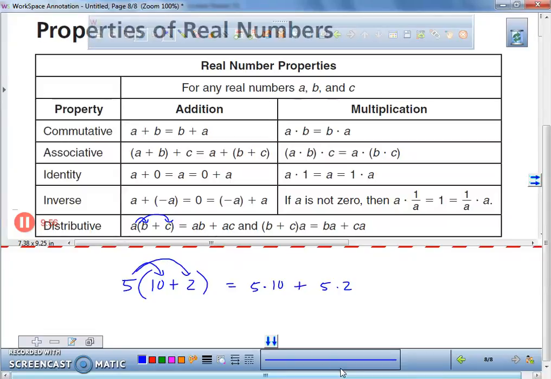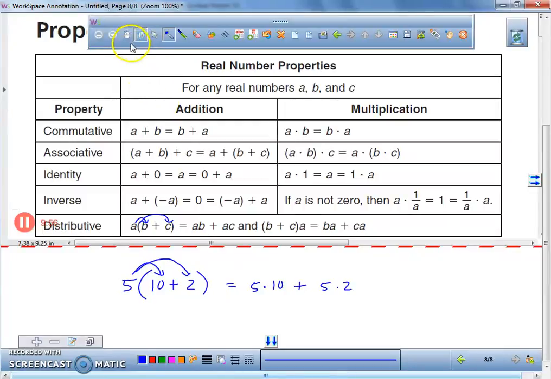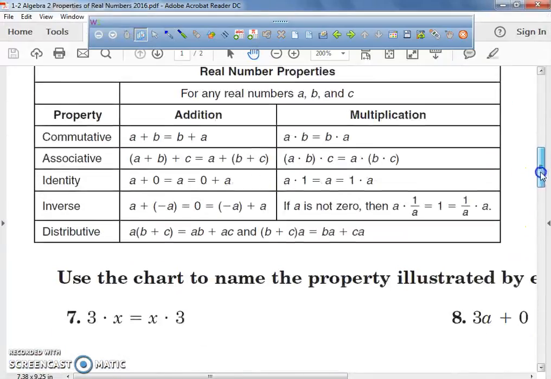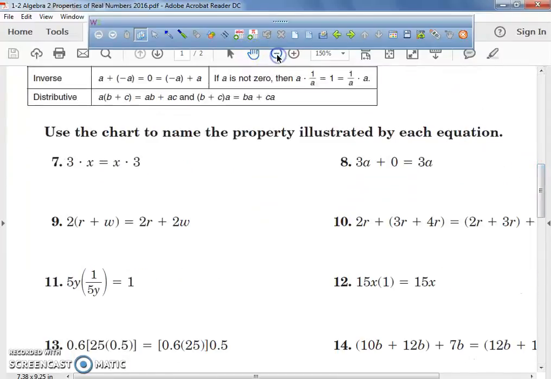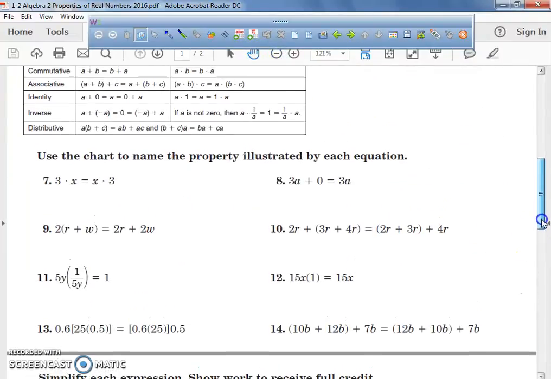What I would like you all to do, independently now, is look at your problems. Okay, so I'll scroll down here. All these problems, let me zoom out. You're going to look at all these problems. You're going to use the chart. You're going to name the property illustrated by each equation. All right, and make sure you feel like you can argue your answer. Okay, so if I say you're wrong, feel like you can argue against me. Okay, and that's it for today.